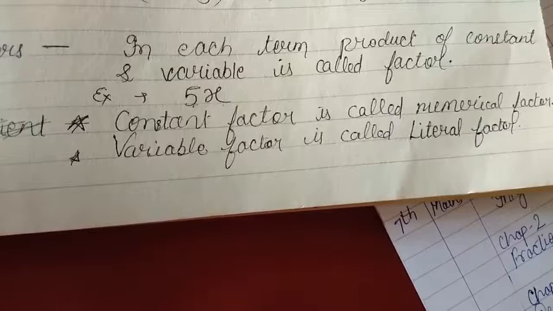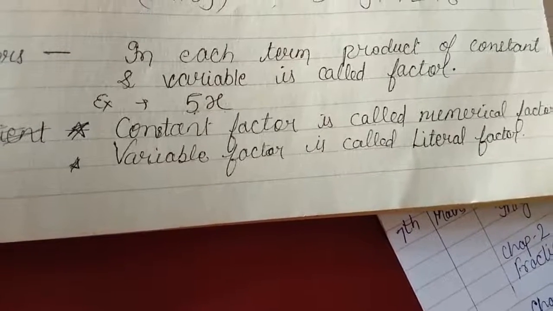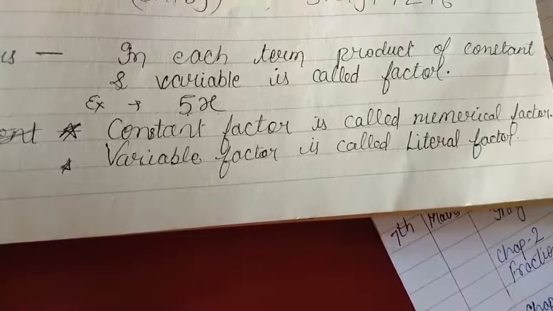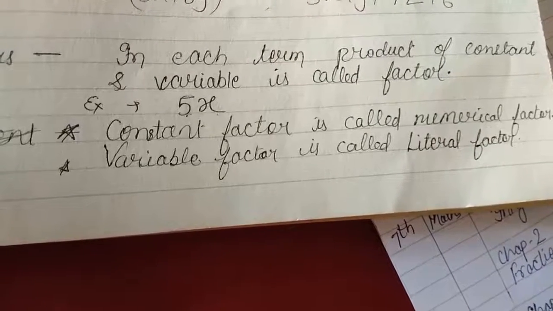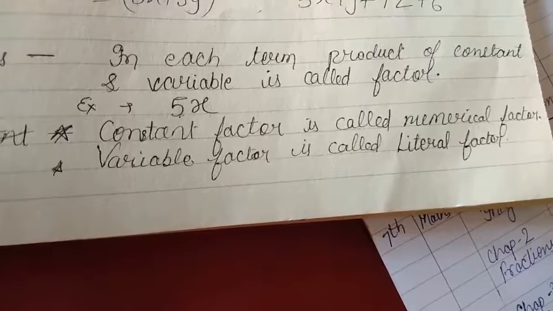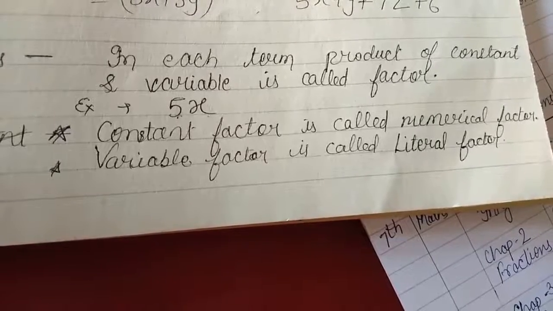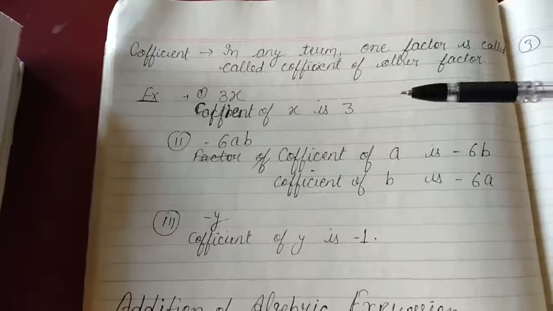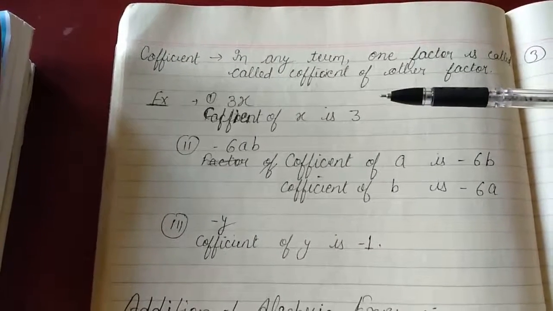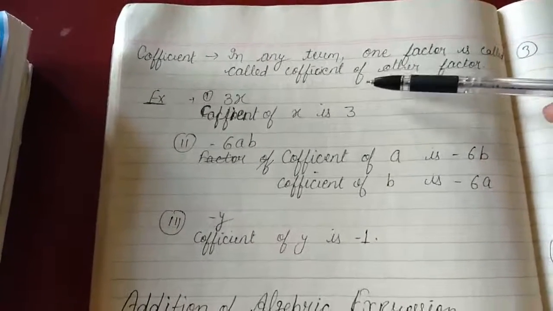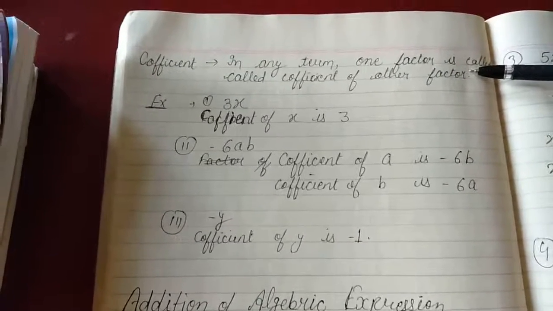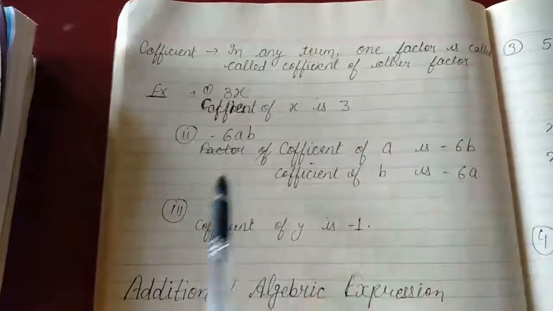So how many types of factor are there? Constant factor and variable factor. I have already discussed constant and variable. So a constant factor is called a numerical factor and a variable factor is called a literal factor. Now coefficient. What is a coefficient? In any term, one factor is called the coefficient of the other factor. Like there is 3x.